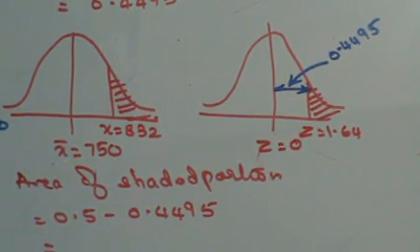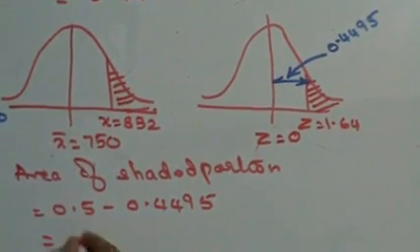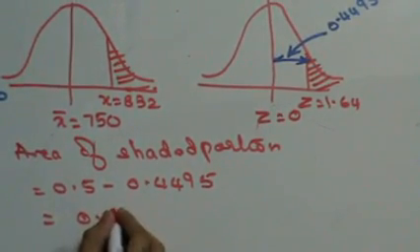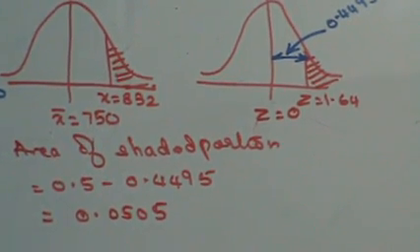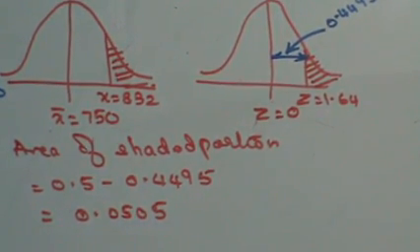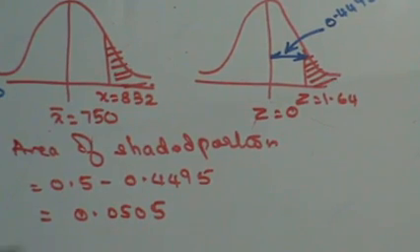Someone please subtract this and give me 0.0505. They've asked me what proportion or what percentage. I told you, when they tell you proportion or percentage, multiply by 100. So you will come to know this.